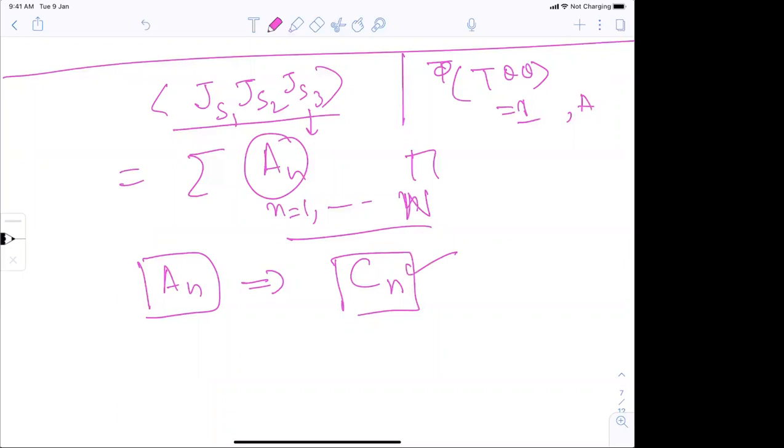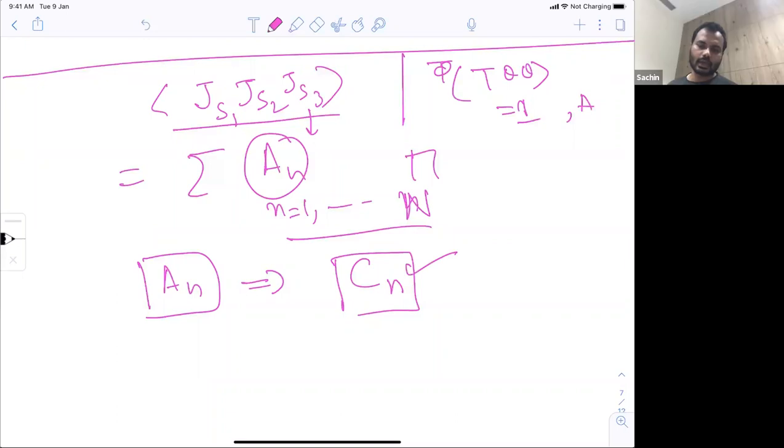Constants meaning what? They're not dependent on the momentum. They're momentum independent. Yeah, they're momentum independent. I see. Okay. And the secondary Ward identity, which is a first order differential equation, will determine some of these constants.